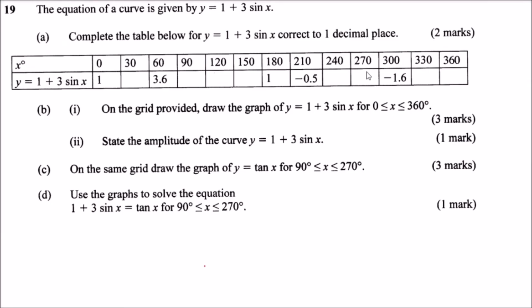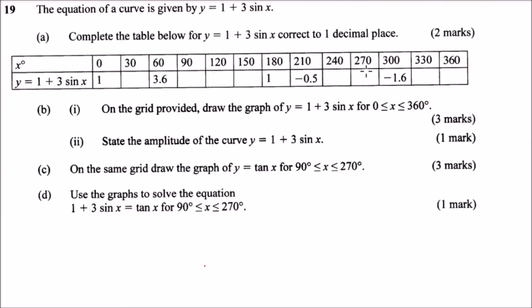Question number 19. We are told the equation of a curve is given by y equals 1 plus 3 sine x. Part A, complete the table below for y equals 1 plus 3 sine x, correct to 1 decimal place. You get 2 marks. Here you have been given the row of angle x and the function y equals 1 plus 3 sine x. So you just make use of your calculator and get these values to 1 decimal place.